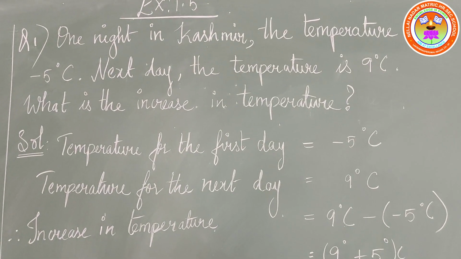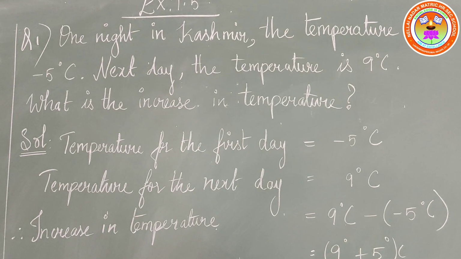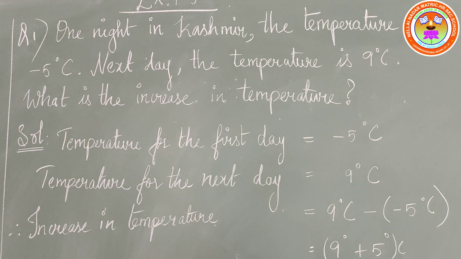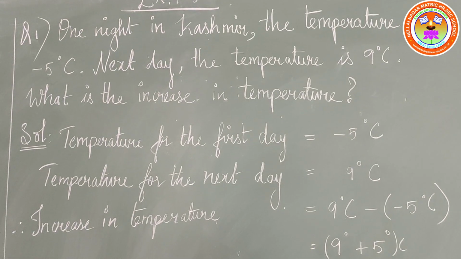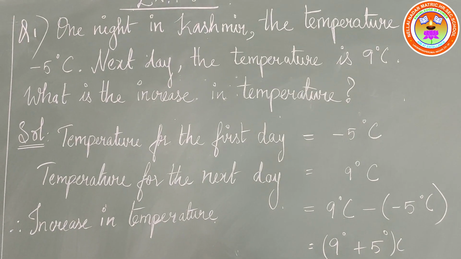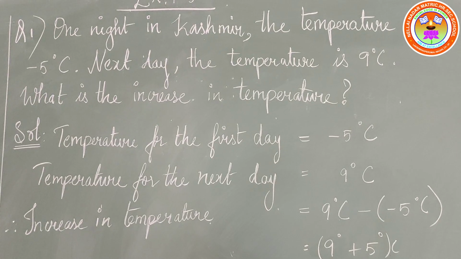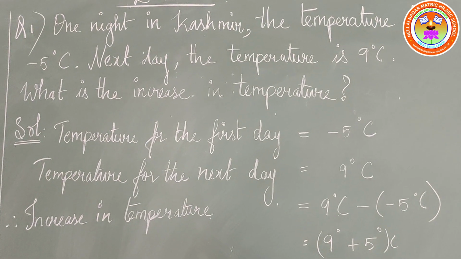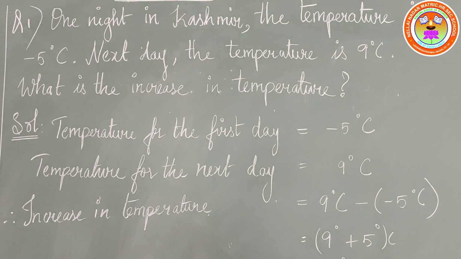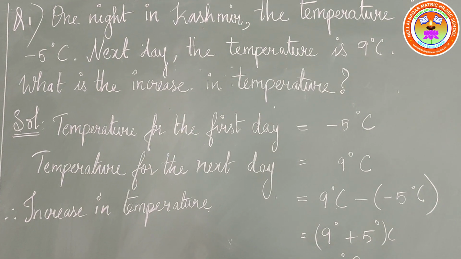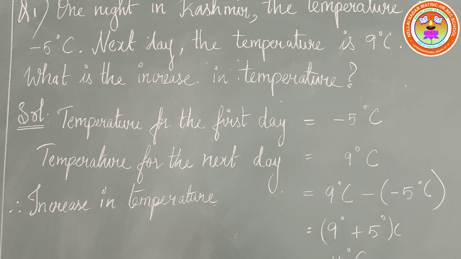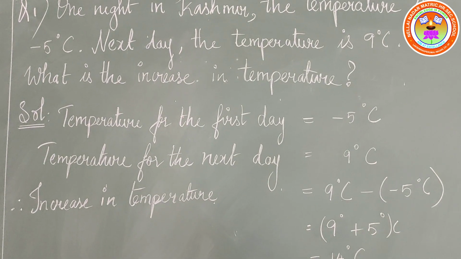One night in Kashmir, the temperature is minus 5 degrees Celsius. Next day, the temperature is 9 degrees Celsius. What is the increase in temperature? So in Kashmir, the first night what happened? It is minus 5 degrees centigrade. The next day what happened? It is 9 degrees Celsius. What is the increase in temperature? I have to find how much the temperature has increased.